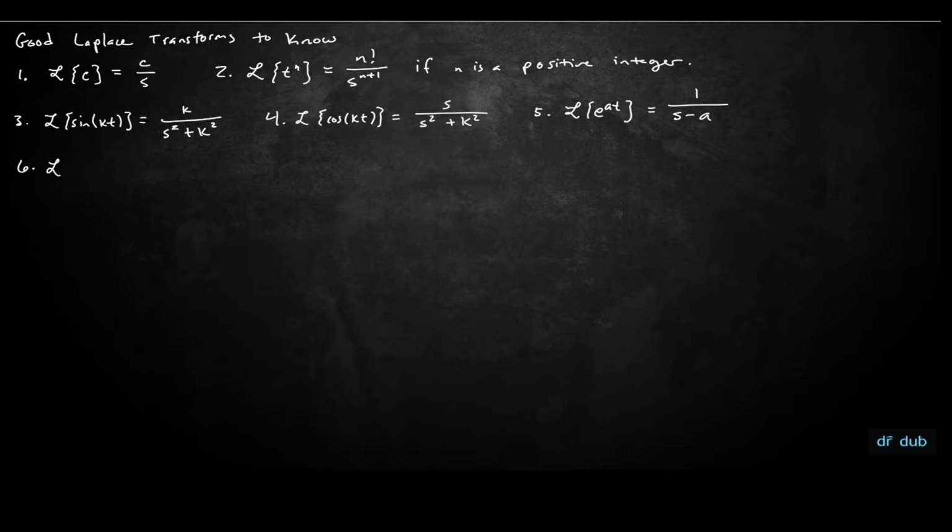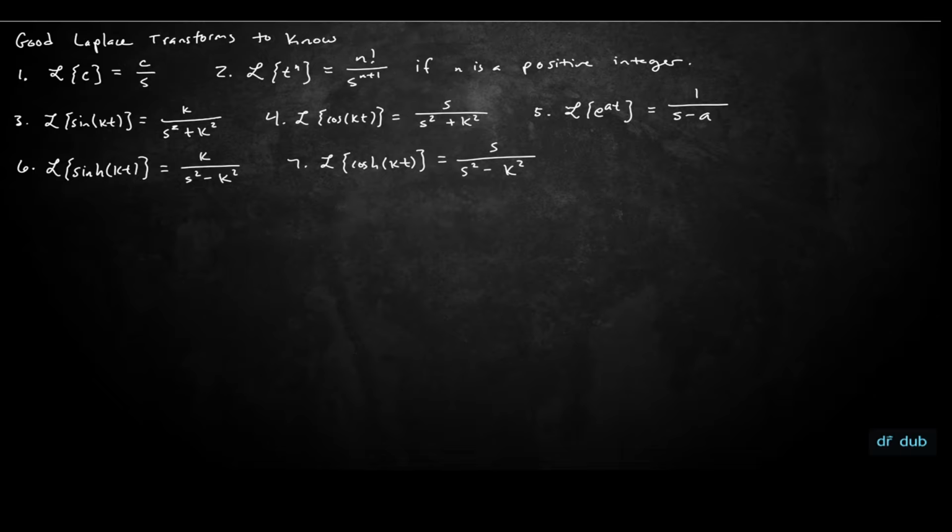It's Laplace of hyperbolic sine kt is k over s squared minus k squared. So k over s squared minus k squared. And then number 7 we'll say is Laplace of hyperbolic cosine, which is going to be s over s squared minus k squared. So very similar to sine and cosine, just a minus sign instead of plus.